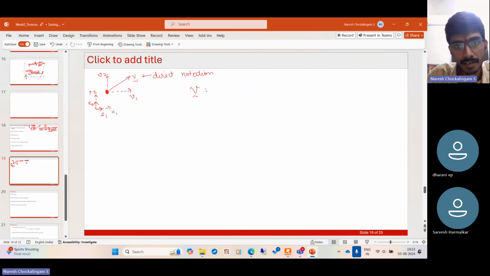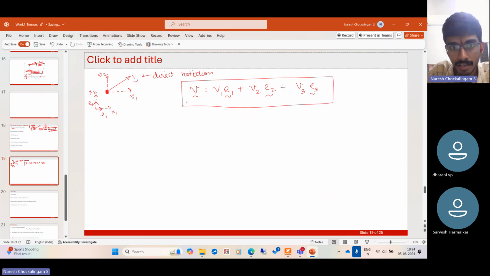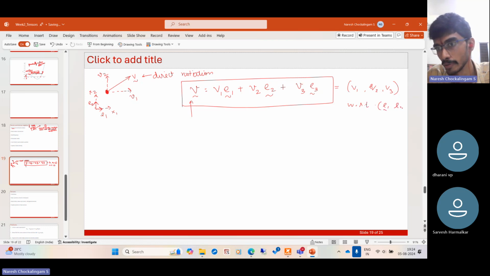So this vector v is v1, the component along the basis vector e1, times the vector e1, plus the component along the basis vector e2 multiplied by vector e2. And in 3 dimensions, you will have another v3, e3. So the left-hand side is called the direct notation of a vector. The right-hand side is the indicial notation. It's not really indicial notation. You have the components, right? The right-hand side, you can also express as v1, v2, v3, an ordered set of 3 components with respect to a specified basis e1, e2, e3.